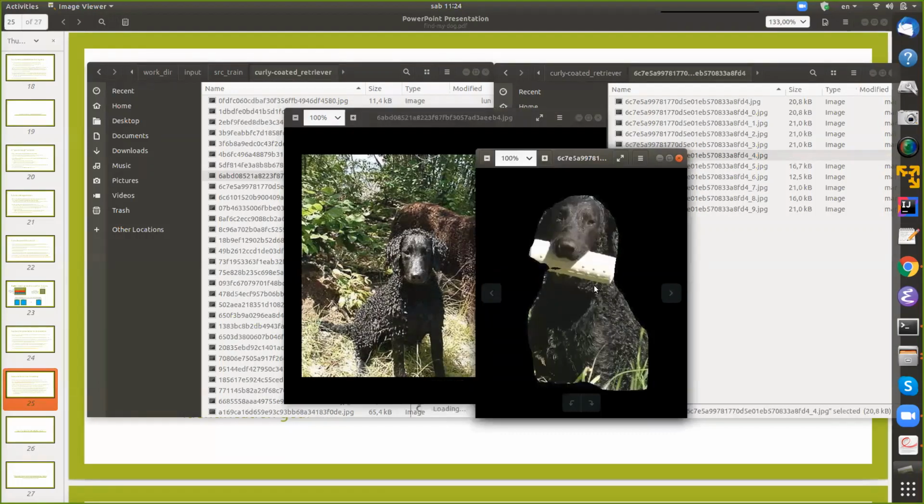In this case, unfortunately, we have a dog that holds something in his mouth. The trick that I used is not able to filter this out. Anyway, it's much better.